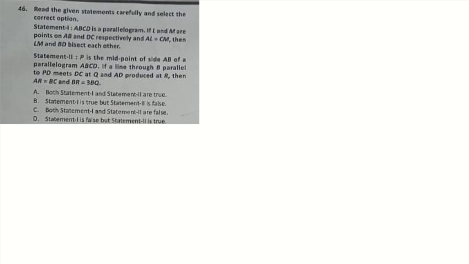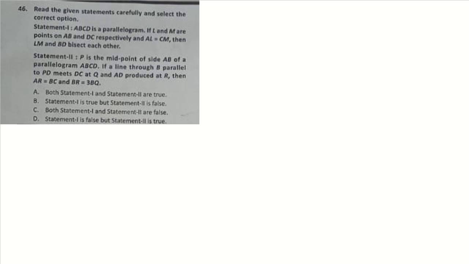Read the given statements carefully. Now this is the achiever section. The 5 questions, 46, 47, 48, 49 and 50 are of the achiever section, which are the hard questions worth 3 marks each instead of 1 mark. Read the given statements carefully and select the correct option.